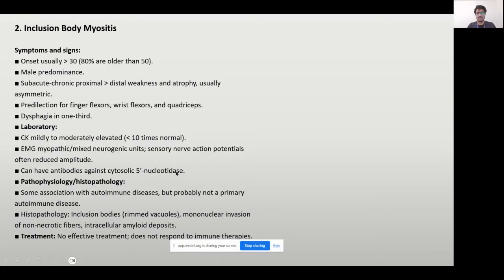The pathophysiology basically is that it has some association with autoimmune diseases. The histopathology is very important. You'll find rimmed vacuoles and mononuclear invasion of non-necrotic fibers. There's no effective treatment for inclusion body myositis, and usually we start with steroids, but immunotherapies like rituximab and azathioprine are not very responsive in inclusion body myositis as compared to poly and dermatomyositis.